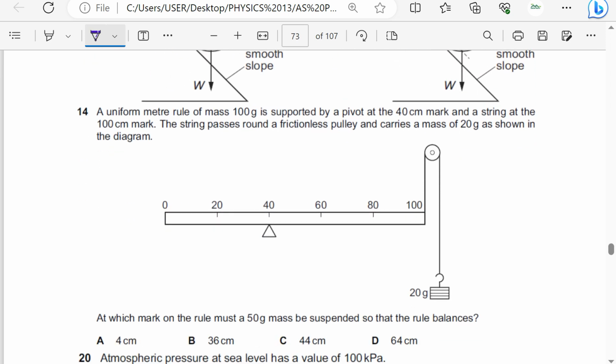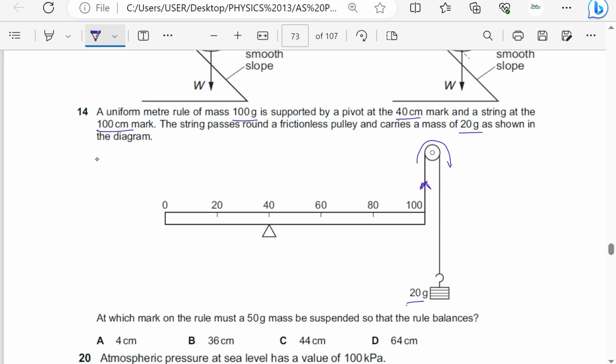A uniform meter rule of mass 100 grams is supported by a pivot at the 40 centimeter mark and a string at the 100 centimeter mark. The string passes around a frictionless pulley and carries a mass of 20 grams as shown in the diagram. Okay, so there's a mass of 20 grams, so there must be a tension here which pulls in that direction, because this is pulling like that, so the tension is in that direction.